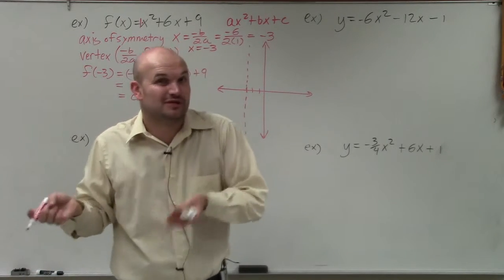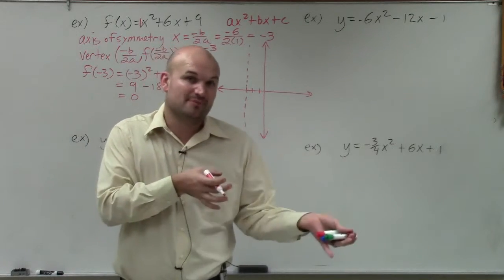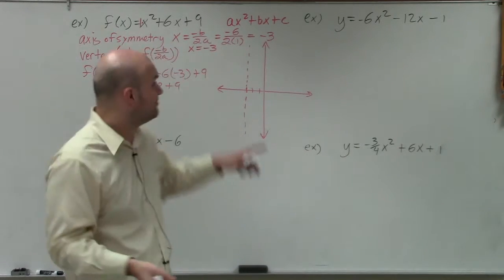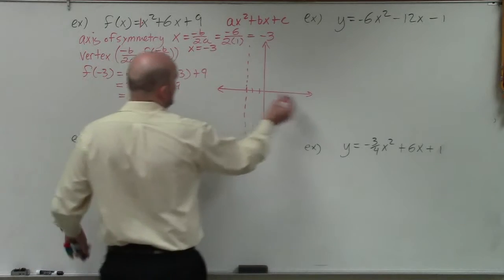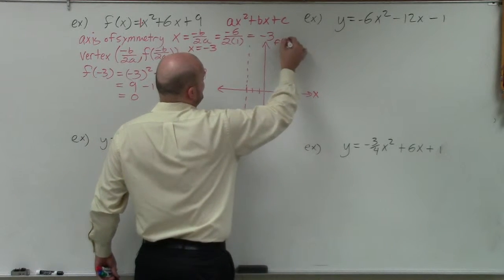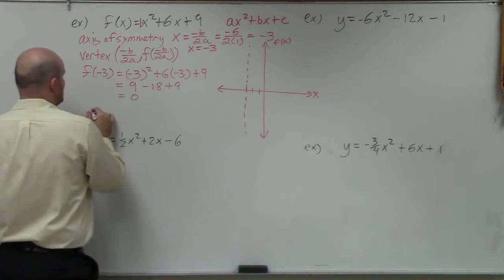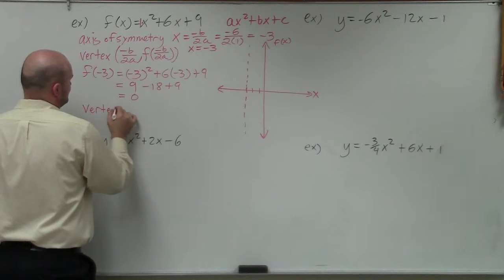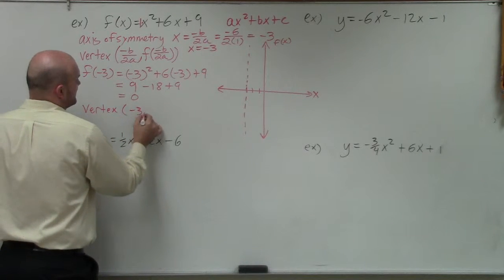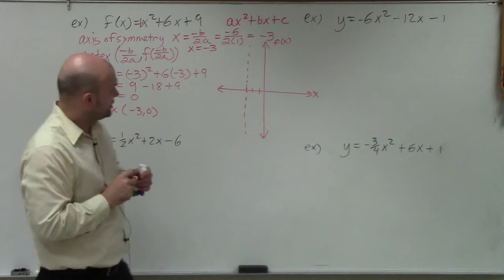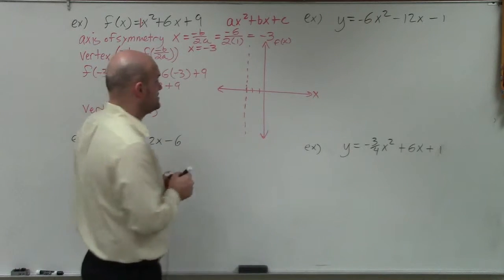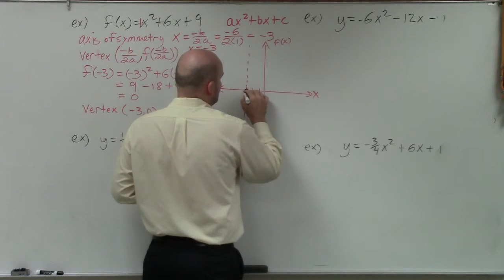The output value is 0. You can think of those as coordinate points. Input would be x. Output would be y. But in this case, we're talking about a function. So it's going to have an x-axis and an f of x axis instead of y. However, the vertex is a coordinate point at -3, 0. So I'm going to go to my axis of symmetry. I'm going to see, all right, my vertex here is at -3, 0.